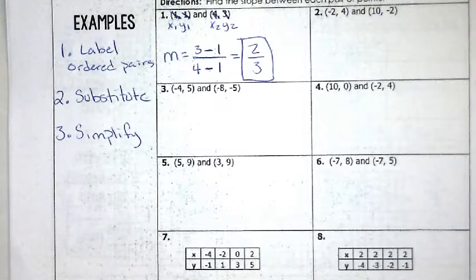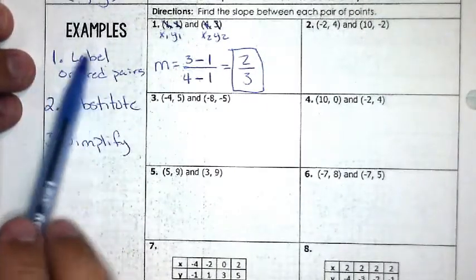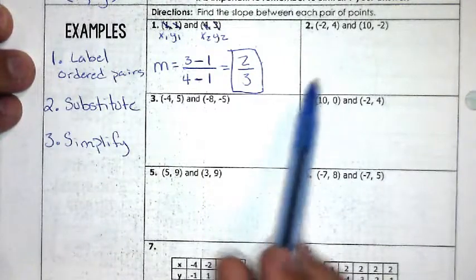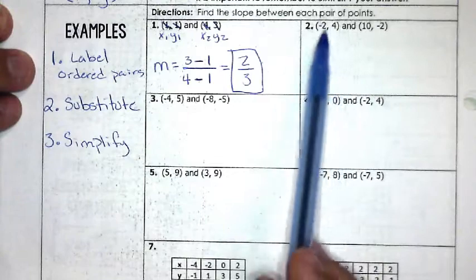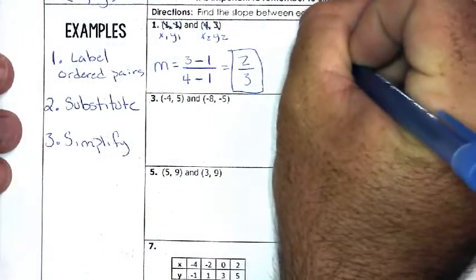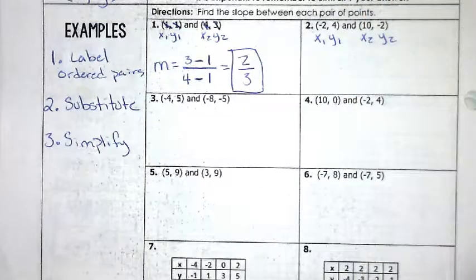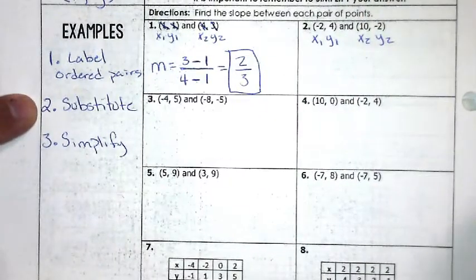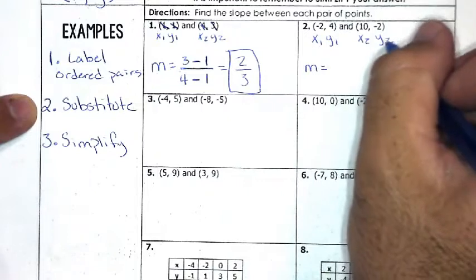Okay? So, step 1 is what? Label the ordered pairs. Now, how do I know which one is my 1s and which one's my 2s? The one that comes first. So, x1, y1, x2, y2. After label, what's step 2? Substitute, okay? What is the value of my y2? -2. The formula says it must be subtraction.